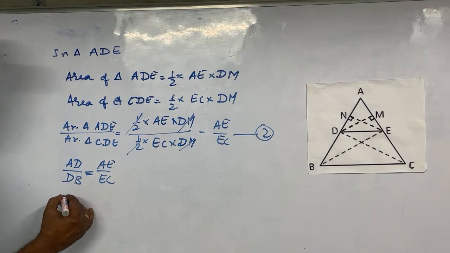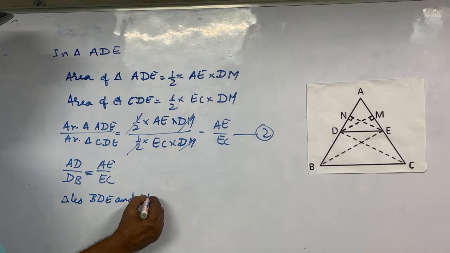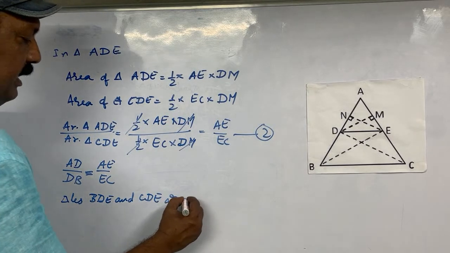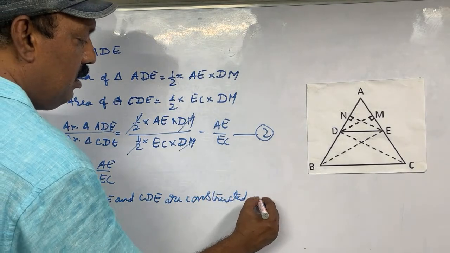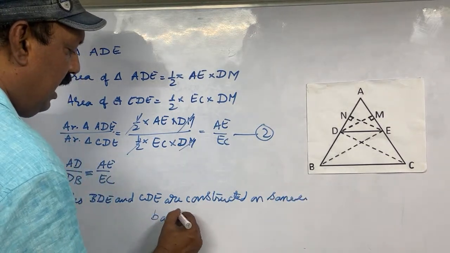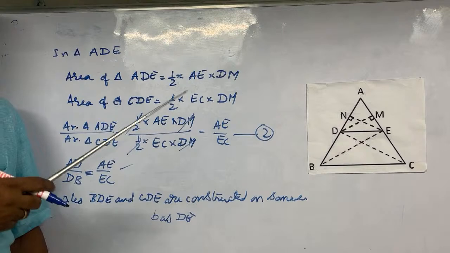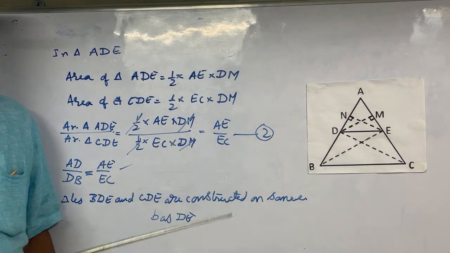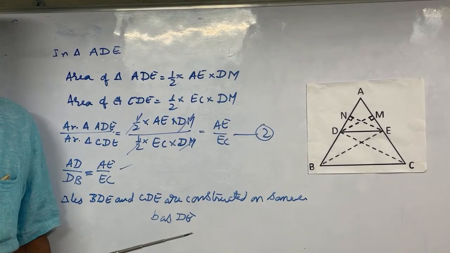You have a final statement that you have to write. The triangles BDE and CDE are constructed on the same base, hence they are equal, same base DE. Therefore this ratio is okay. This is what we call the basic proportionality theorem or Thales theorem. Now we'll go for the sums in exercise 8.1. A little 1 minute gap.